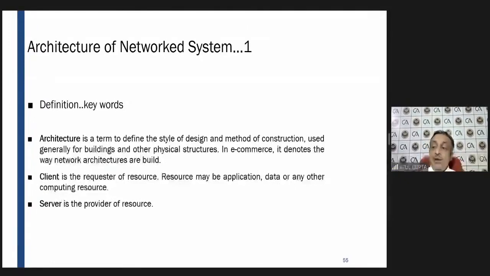So architecture, what do we mean when I say architecture? Architecture is a term to define the style of design and method of construction used generally for buildings and other physical structures. In e-commerce, it denotes the way network architectures are built, so the construction of the network to create e-commerce. Then the next two lines are very, very important. Client is the requester of a resource. A resource may be an application, data, or any other computing resource. Server is the provider of a resource. So there is an architecture, there is a client, and there is a server.